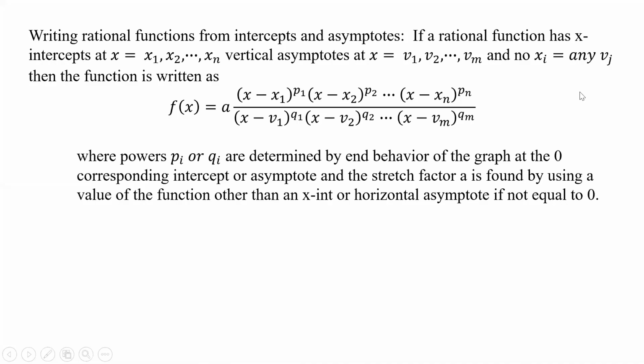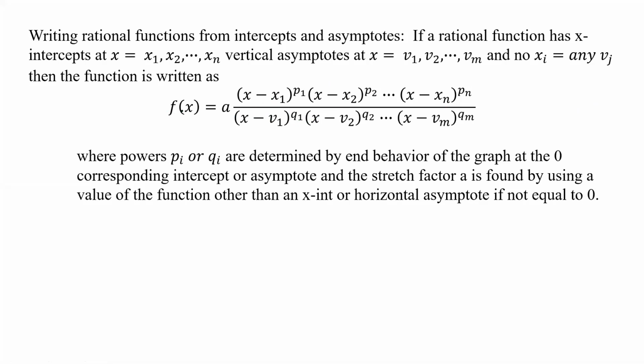Okay, so when writing rational functions from intercepts and asymptotes, if we have a rational function that has x-intercepts at x equals x1, x2, x3, all the way to xn, and we have vertical asymptotes at x equals v1, v2, all the way to vn, and no xi is equal to any vj, so none of these are equal, so we could cancel them out.